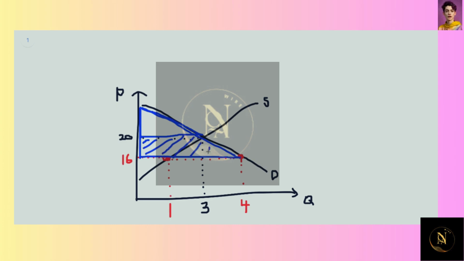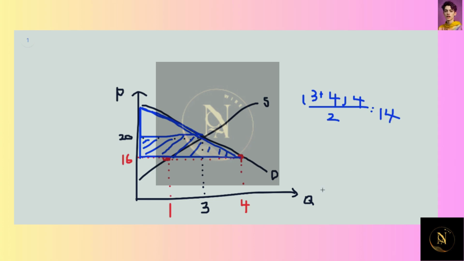Okay, so how do we calculate the area? It is 3, because the upper side here is 3, plus the downside is 4, times the height, which is the difference of the price, $4, divided by 2. So it is 14. So this 14 is the change of consumer surplus.